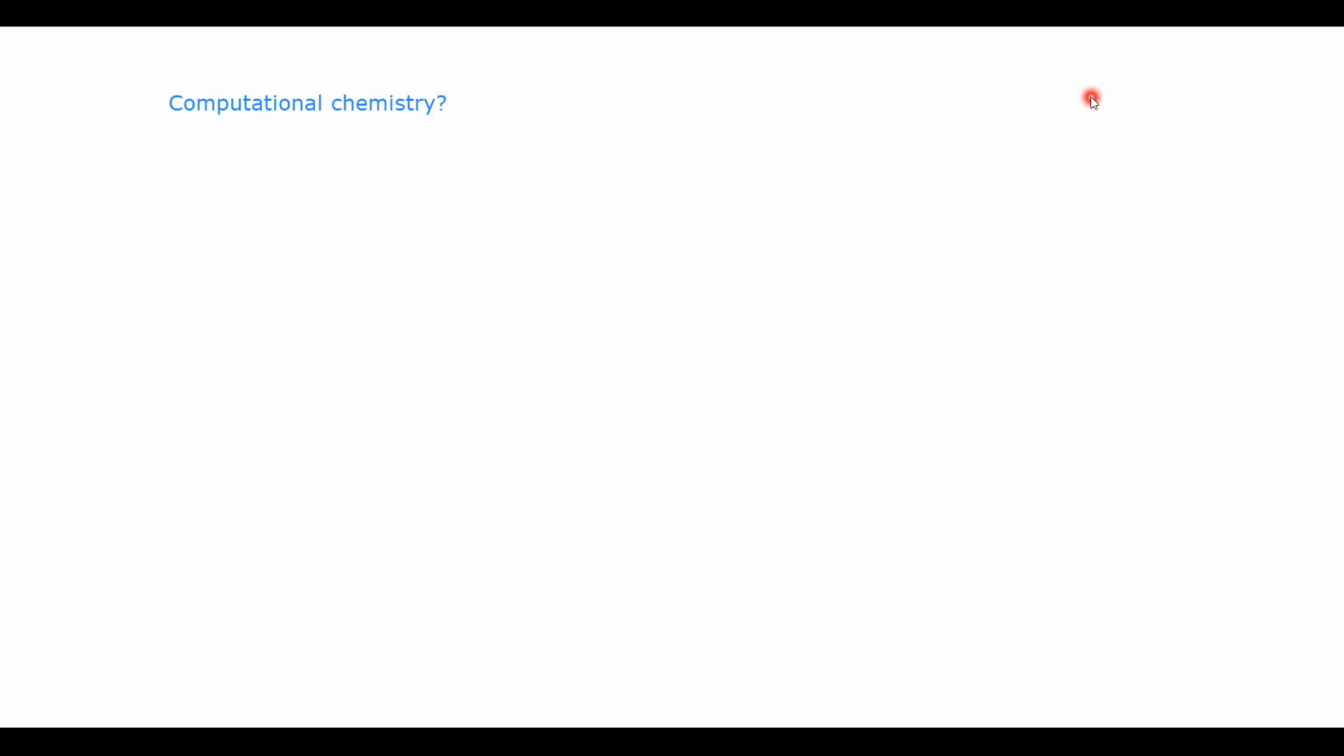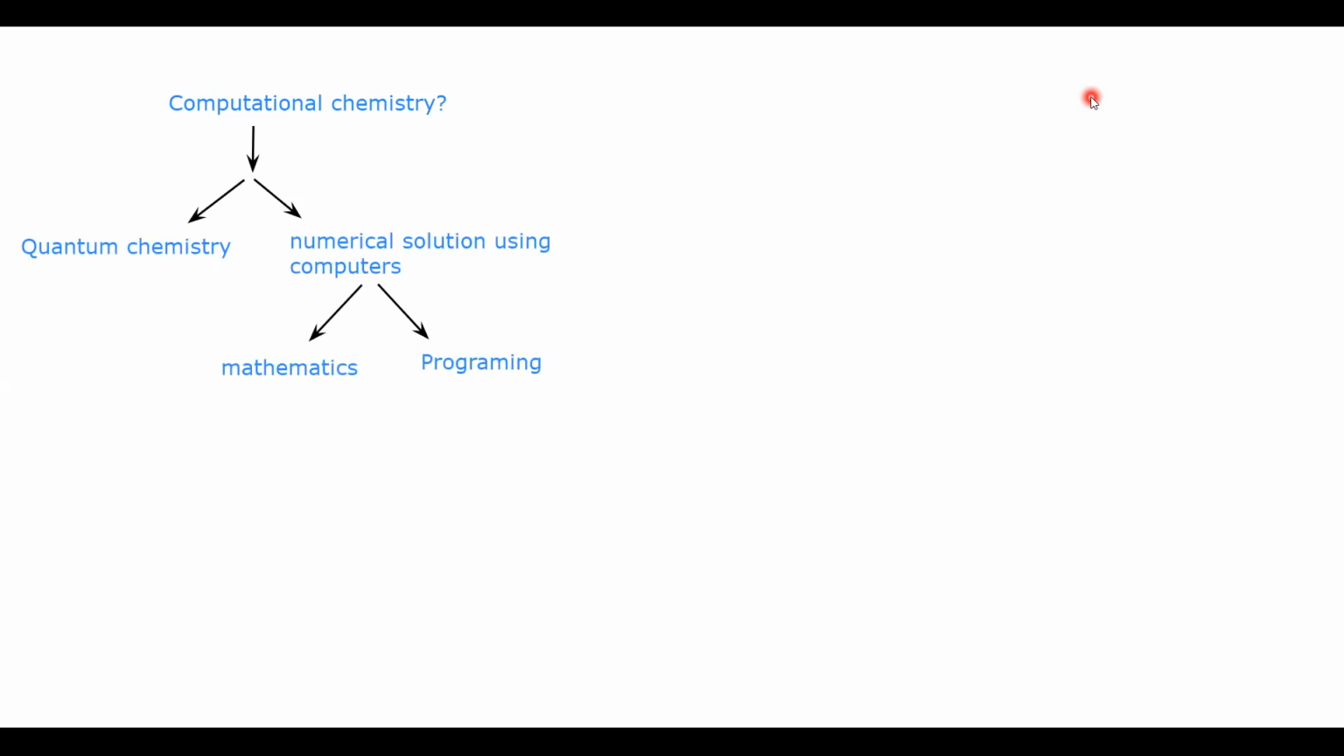So what is computational chemistry? Computational chemistry, like any science in the world, is built on some components. Actually, it's built on two main components. The first component is quantum chemistry, and the second component is a numerical solution using computers. The numerical solution using computers is also based on two basic concepts. The first is mathematics, and the second is programming, to solve these equations.